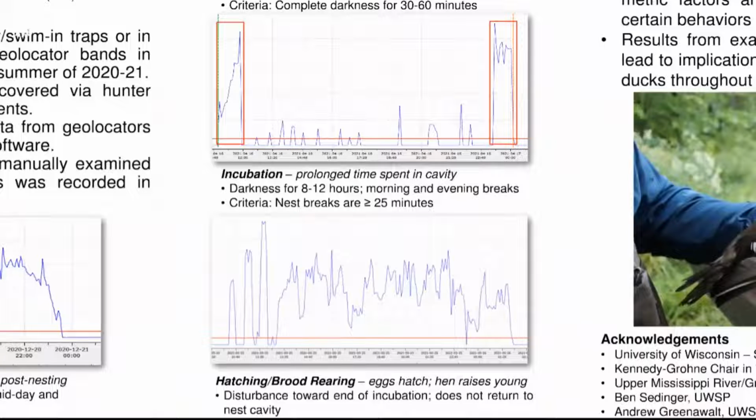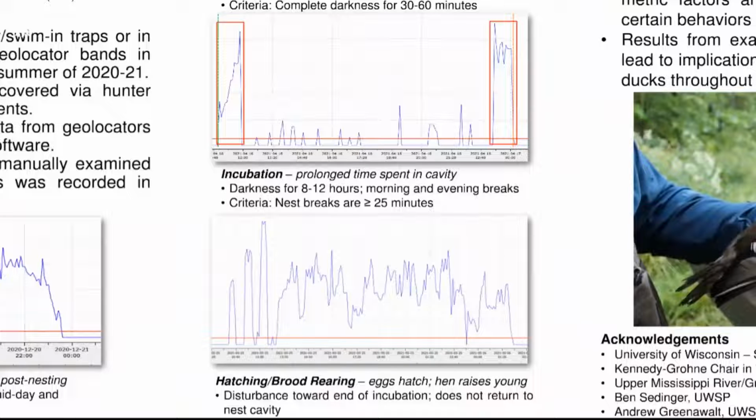This is when she starts incubating, which is a prolonged time spent in the nest cavity. There will be darkness for about 8 to 12 hours a day, but you may notice that there are spikes of light during the morning and evening. These are her nest breaks when she goes out to obtain resources to maintain her body condition throughout her breeding period. These events need to be greater than 25 minutes to be considered a nest break.